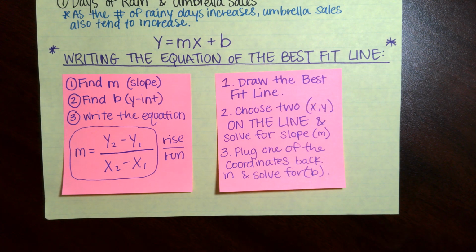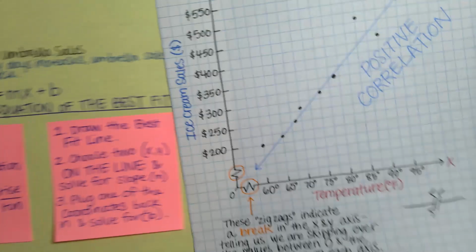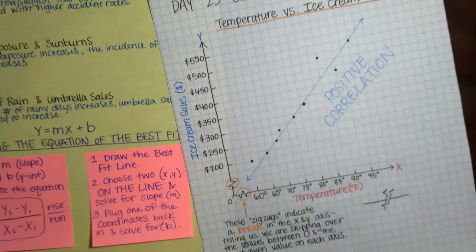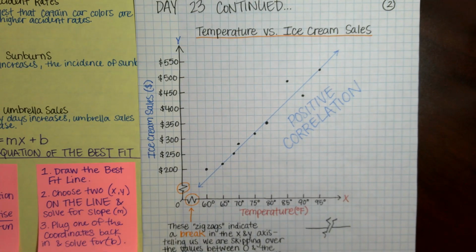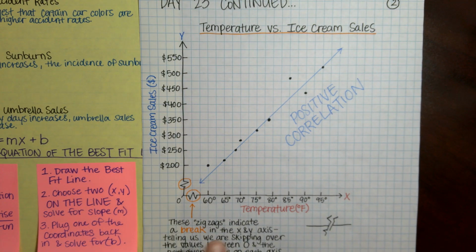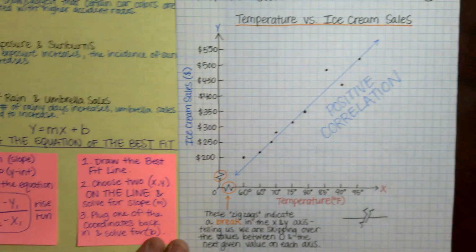So let's look back at our scatter plot and see if maybe we can come up with a line. So we were looking at temperature rising and the sale in ice cream.